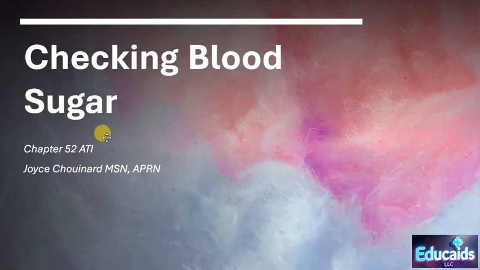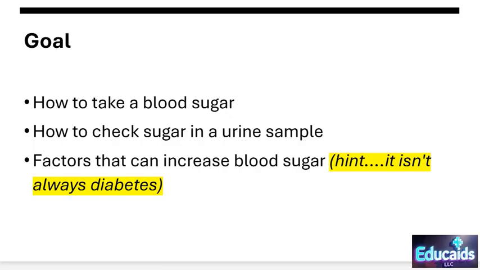We're going to go over how to take a blood sugar. So going to our PowerPoint, we are going to check a blood sugar. This is a review of chapter 52 in ATI. The goal of this video is to go over how to check a blood sugar, how to check sugar in a urine sample, and then also factors that can increase blood sugar, which, hint, isn't always diabetes.